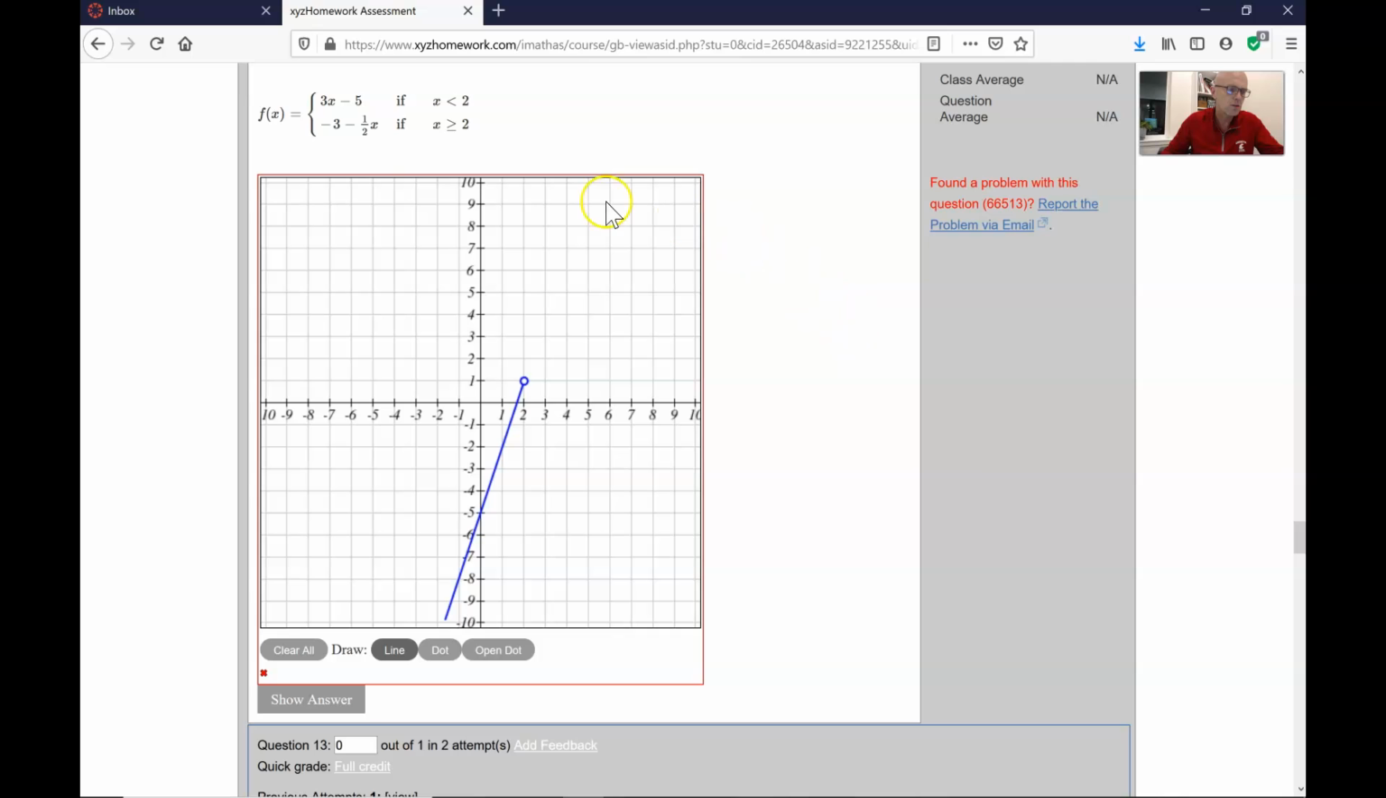Then when I go to the second one, this is also a line, this negative 3 minus 1/2 x. Like we talked about, plug a 2 in for x, and that would be negative 1. So 3 minus 1 would be negative 4. So I'm going to go down here and get a closed dot. At 2, I'm down here at negative 4. So I put a little closed dot right there.